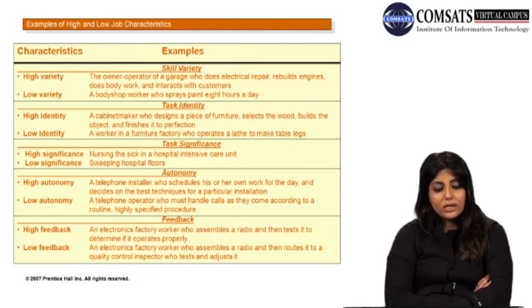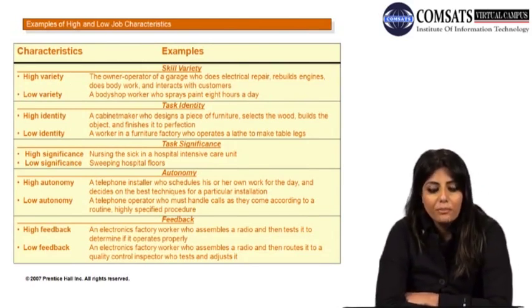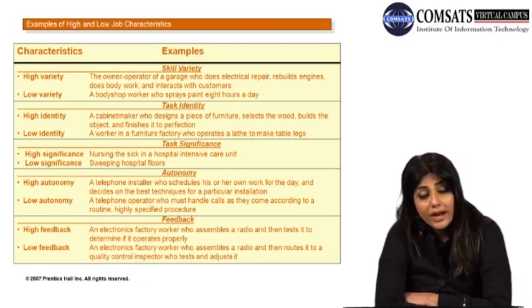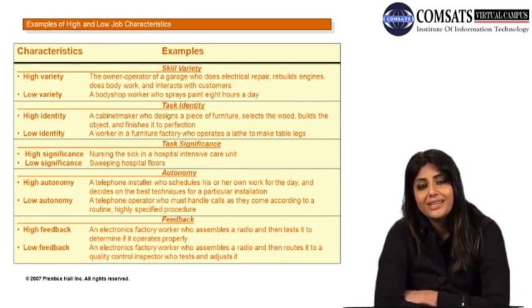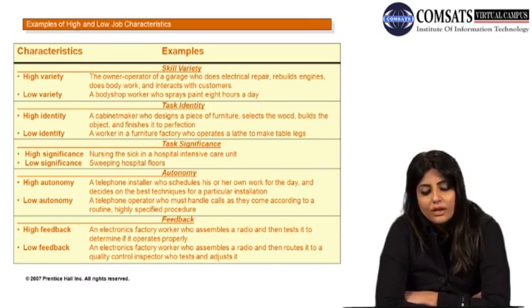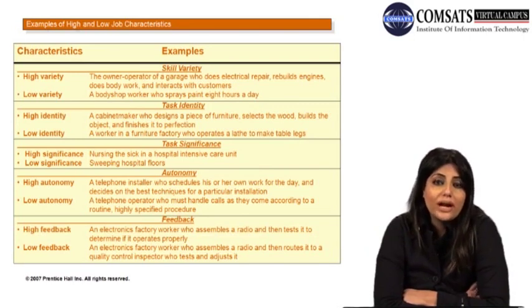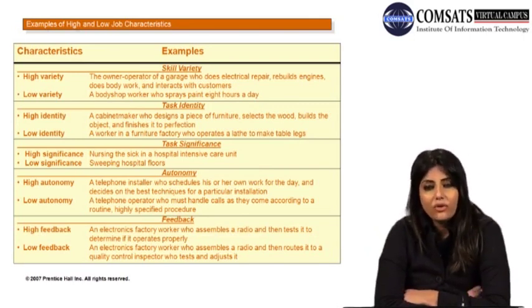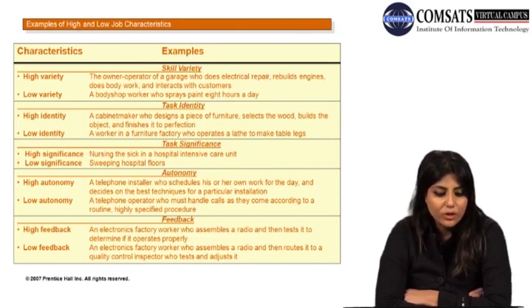So here are different examples of how these core characteristics in the job can vary. If you have high variety in a job or low variety in a job, I give you an example of low variety: a body shop worker who sprays paint 8 hours a day, so that is the only job he is doing, and he only needs one type of skill, of course, to do that job. And high variety is where you are into a number of other jobs as well, such as an owner operator of a garage who does electrical repair, rebuilds engines, does body work, etc.